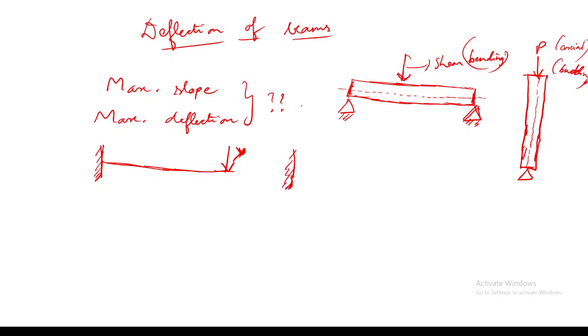The beam gets bent, right? So this is the original position of the beam, and this is the final position. I am drawing it here exaggerated, okay? So this is the deflection curve, we will say. This is termed as the deflection curve.